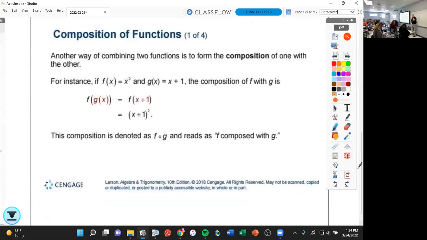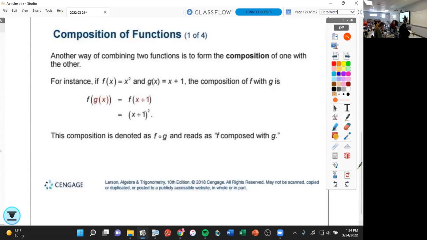So here, this is what a composition of functions looks like. If I have f of x is x squared and g of x is x plus 1, those are two separate functions. I can do a composition of functions f with g by writing it as f of g of x, which means I'm going to take the f function and in place of the x, I'm going to change x into g of x.